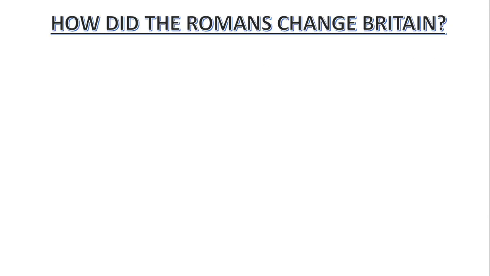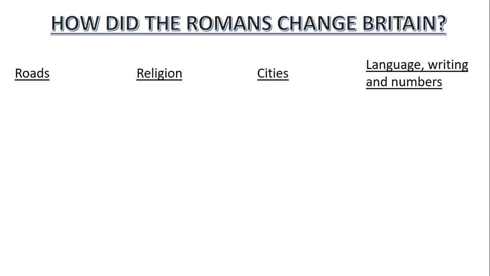Once I've got my title, I'm then going to put in my subheadings. And I think I'm going to have 4 columns, just like that. I'm going to underline my subheadings, but I'm not going to put them in bubble writing. I'm going to have 4 columns like this with roads, religion, cities, language, writing, and numbers. And I'm just going to have them in 4 columns like that.